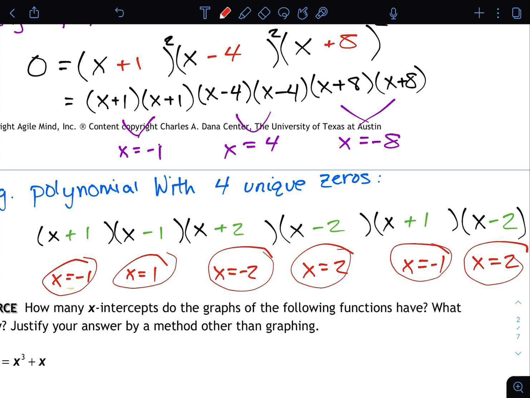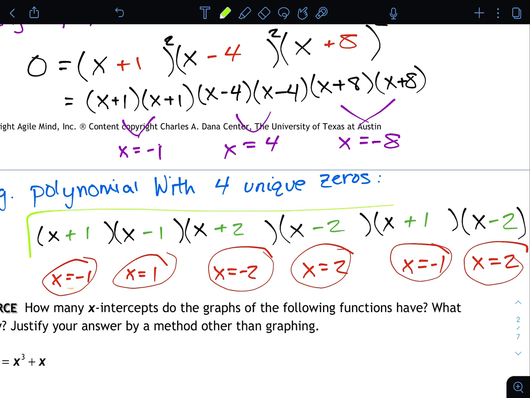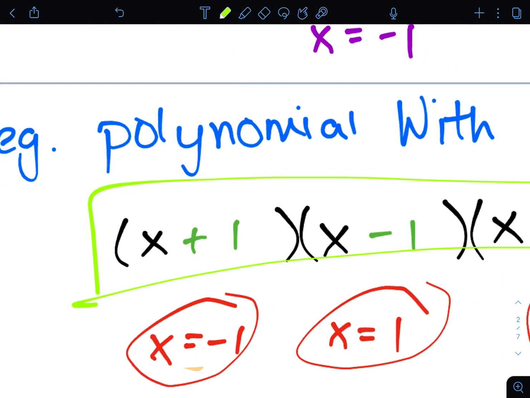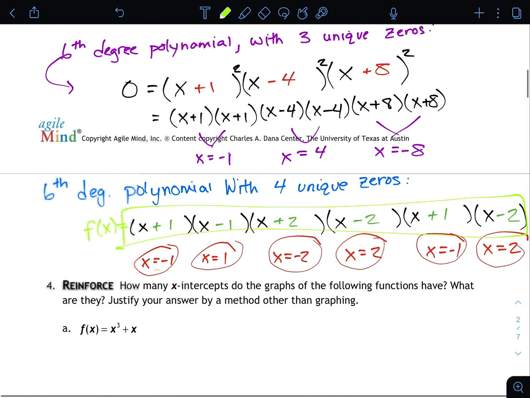So that would be a 6th degree polynomial with 4 distinct zeros. So this would be my solution. This would be my answer right here. And you do not have to actually multiply this function out. So I could quite literally just write f of x equals those 6 groups multiplied together. And I constructed it in such a way that I only have 4 unique zeros.